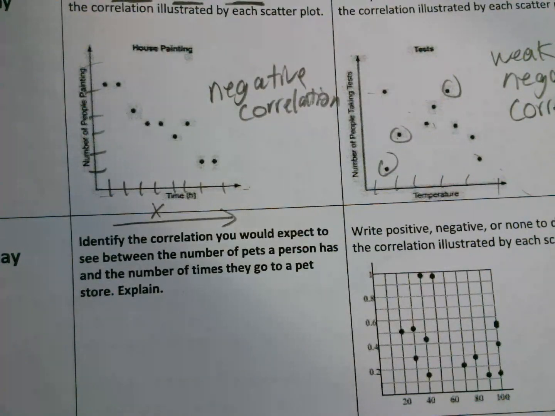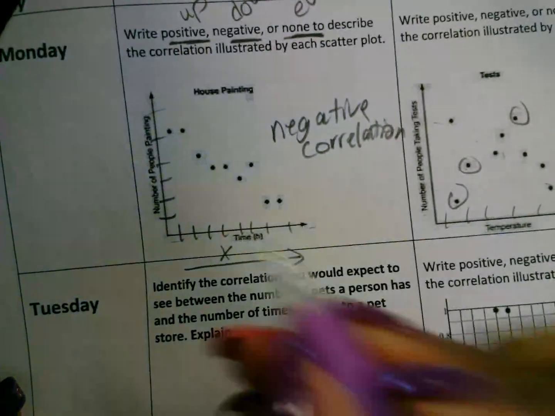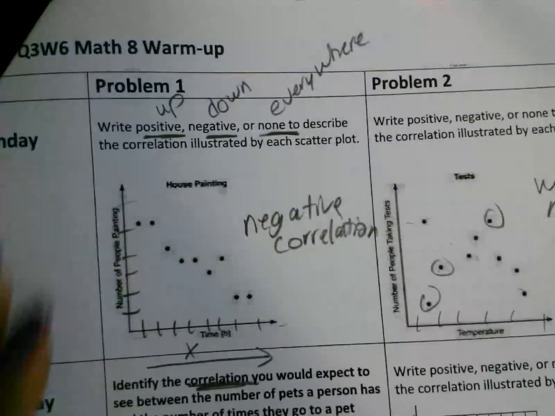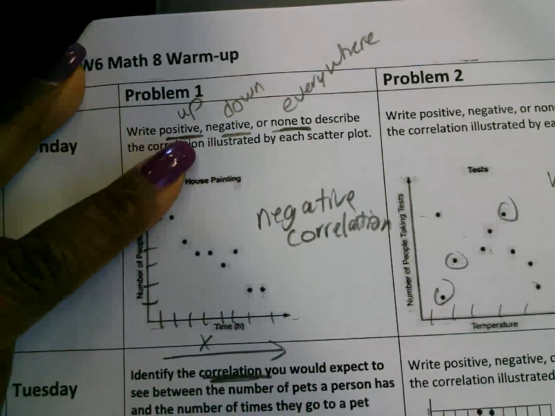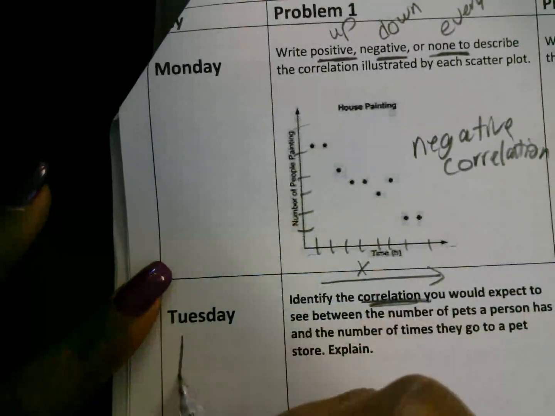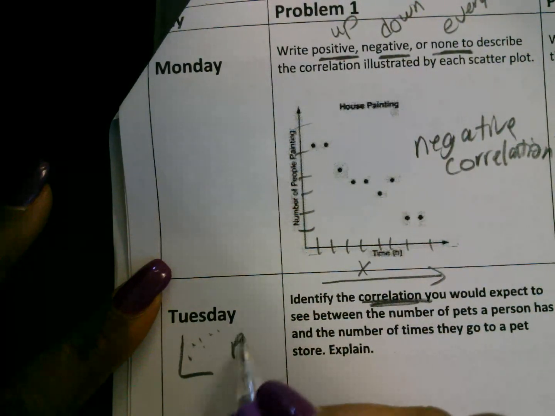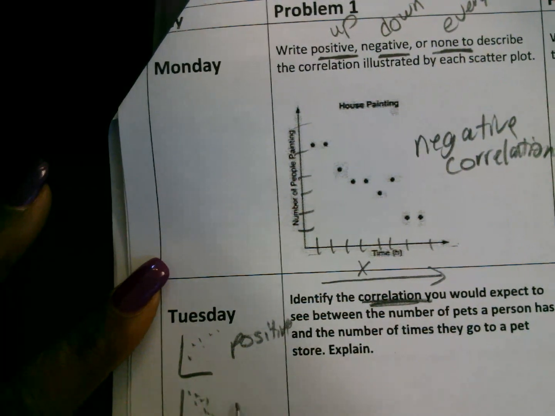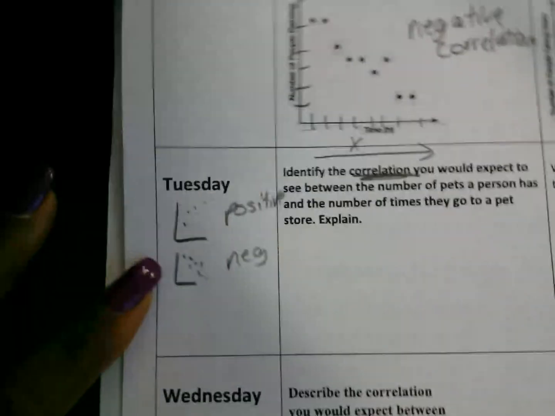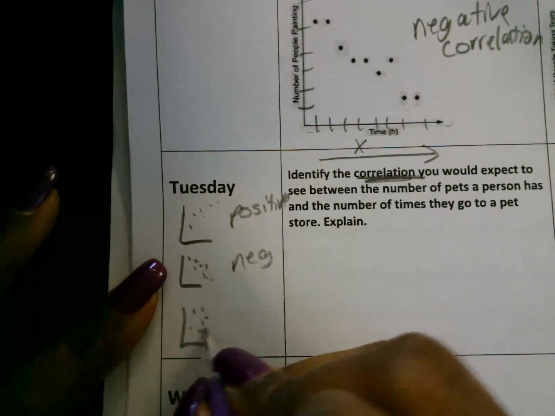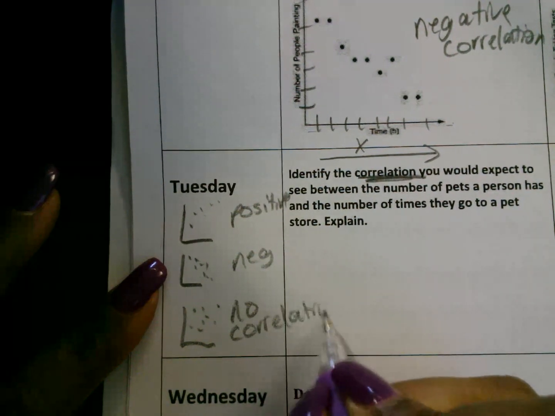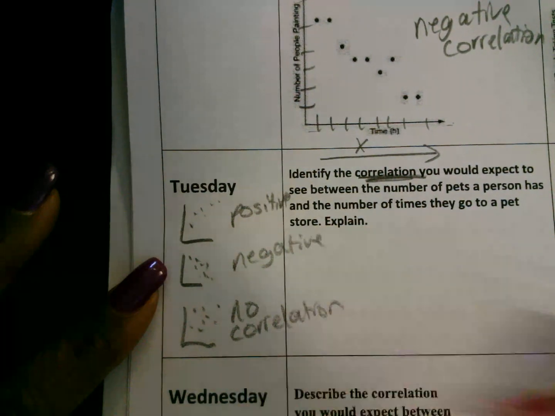Pause will come up. Let's look at Tuesday's warm-up. We are identifying the different correlations. We talked about correlation on Monday. There are 3 types. It's either positive correlation, where the points are going up. This is a positive correlation. We have negative correlation, where the points are going down. And we have no correlation, where the points are just scattered everywhere. You can't tell if it's going up or down.